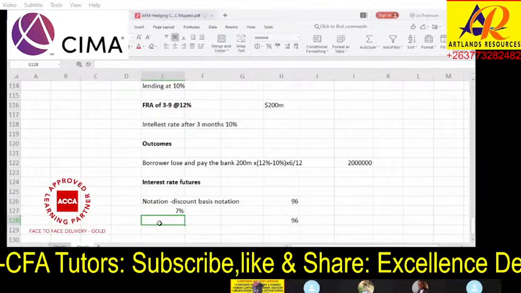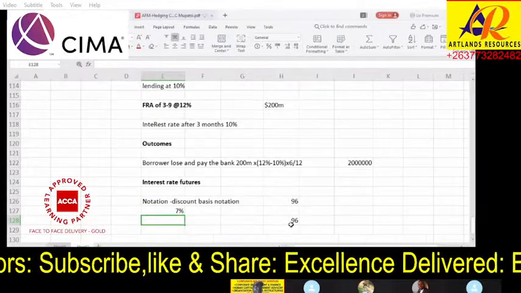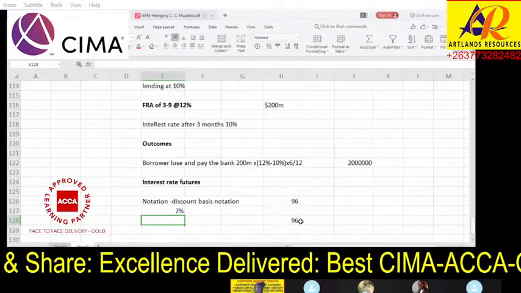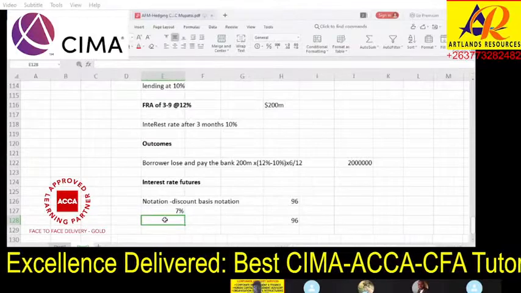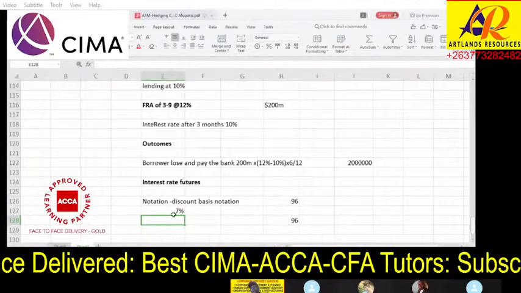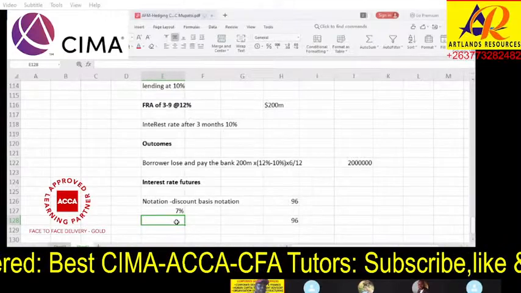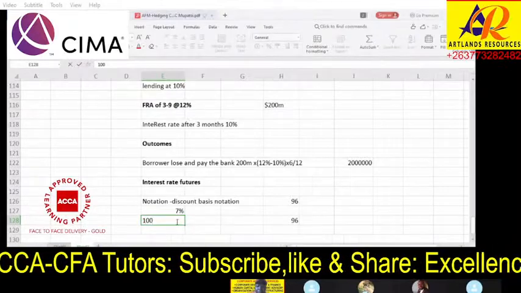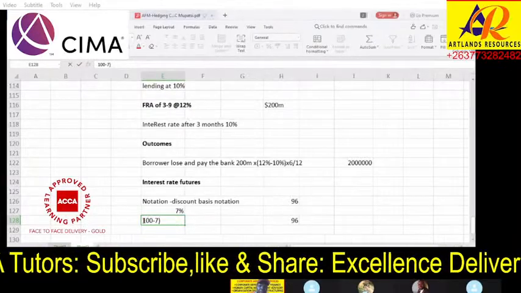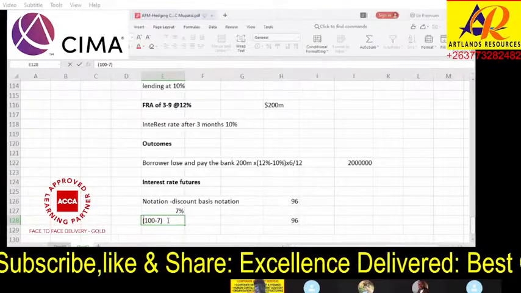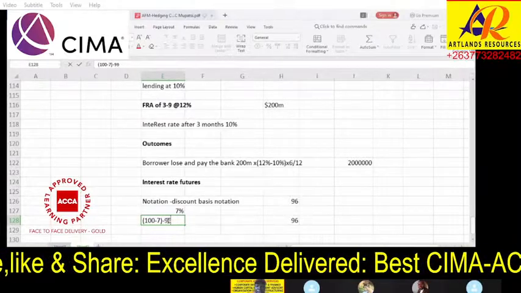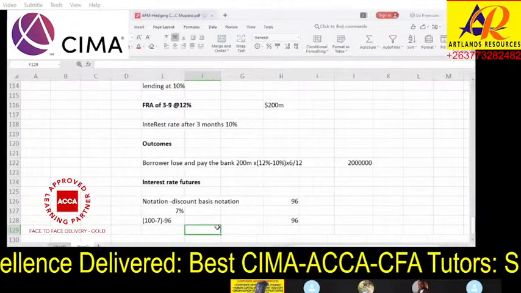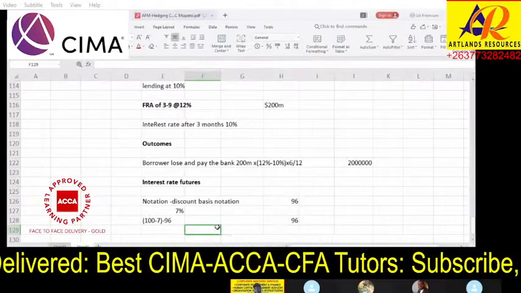When you are calculating basis, you remember we say spot minus futures, but clearly you can't say 7% minus 96. It doesn't work that way. So what do you have to do to the 7%? You should write it again in discount basis notation, meaning you then have to say basis is now 100 minus 7. This is how we rewrite the 7%, and then you say minus 96. That's the basis. The difference between 93 and 96, which is 3.